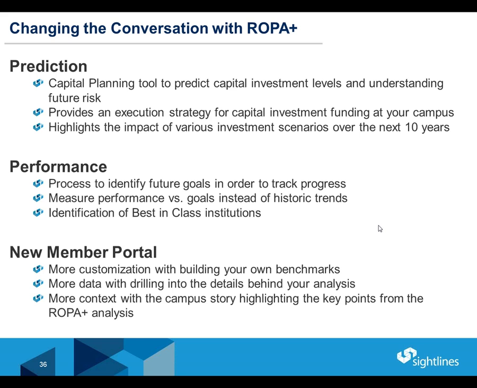Some of the things that you may say, gee, this is not something you track nationwide, but something that we want specifically for our own campus. Be able to have those built right into the website, so it's not something that you've got to call us for special. More data to be able to drill down into details behind your analysis, to really see what's behind some of these metrics and understand how the metrics are changing over time. And more context with the campus story that we will be able to highlight key points from your ROPA analysis, from presentations that we make, so you've got access to that story all the time. And when you need to make presentations, you can draw on that story.